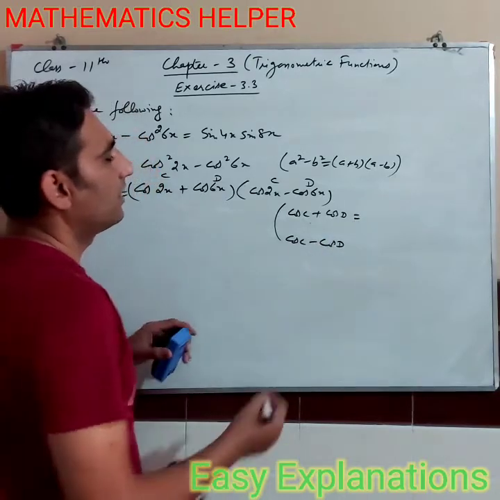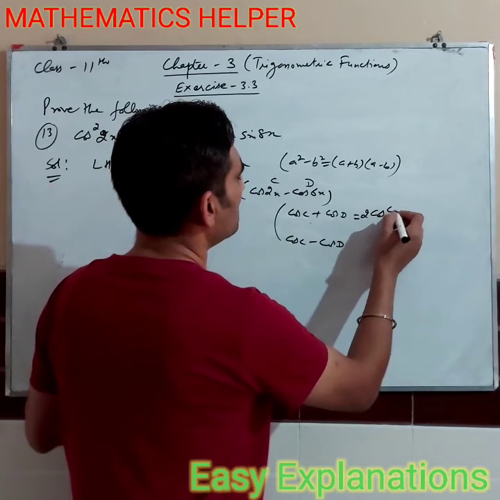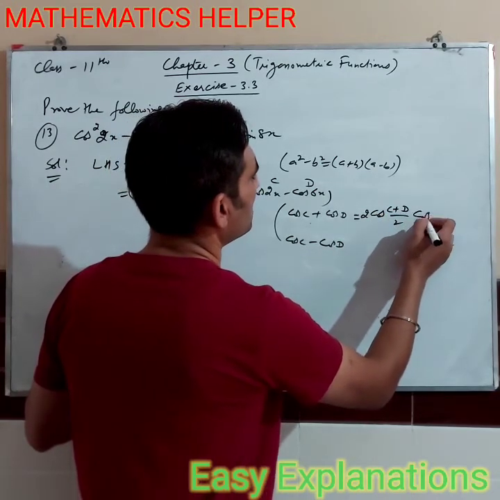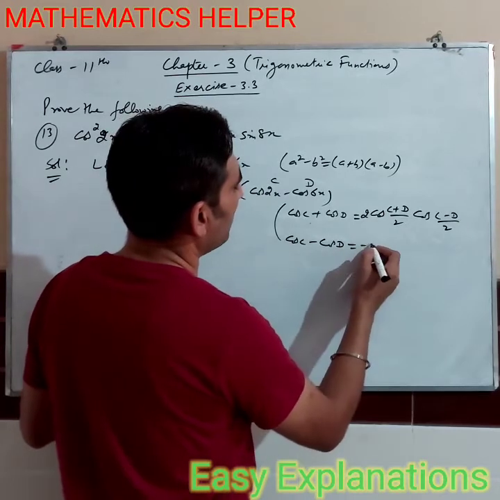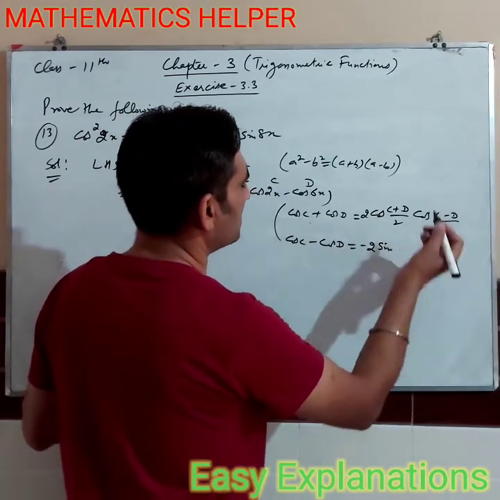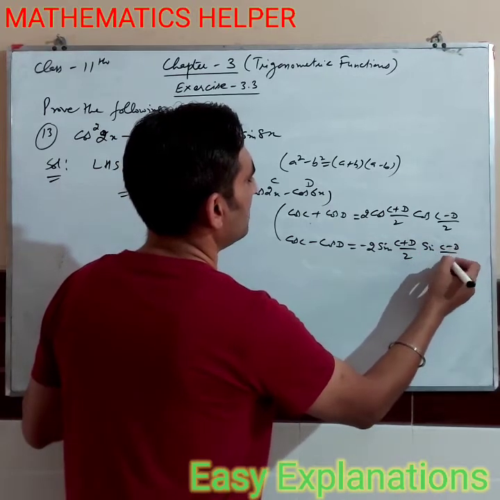First formula: here you have to write only all the values in cos. 2 cos (C plus D)/2 cos (C minus D)/2. Here, because of the negative sign, you have to write minus 2, then all the values in sine: sine (C plus D)/2, sine (C minus D)/2.